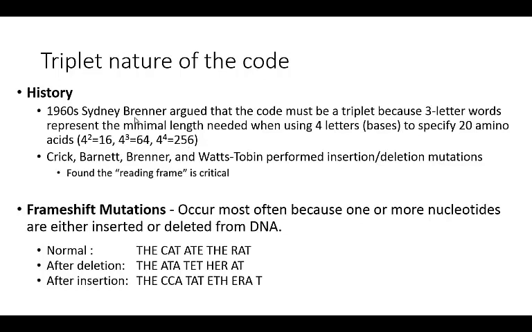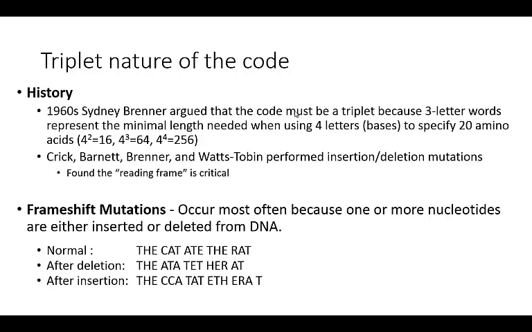He also argued that longer codes, such as a length of 4, would just be too cumbersome, and in general everything tries to be as efficient as possible. So having all of these extra ways to specify just those 20 amino acids is probably not likely to happen. A number of different scientists, Crick, Barnett, Brenner, and Watts-Tobin, performed a number of insertion and deletion mutations. And what they found was that this reading frame of 3 bases, of 3 letters, was absolutely critical.